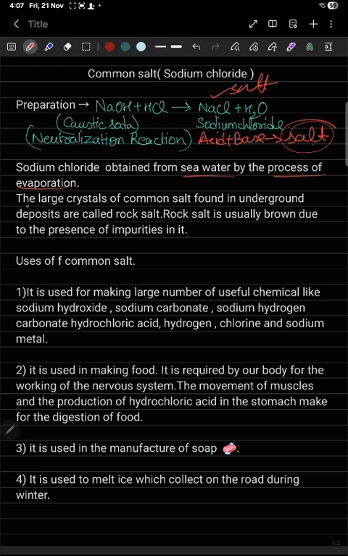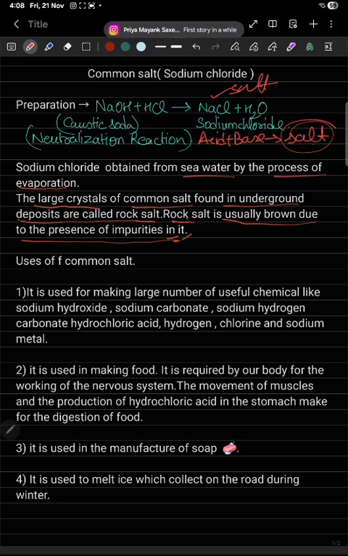And the second point is that the large crystals of common salt found in underground deposits are called rock salt. We obtain the common salt by the help of rock salt. So rock salt is usually brown due to the presence of impurities in it. When impurities are present, it looks like a brown color substance. So this is considered as a rock salt, raw rock salt, you can say.